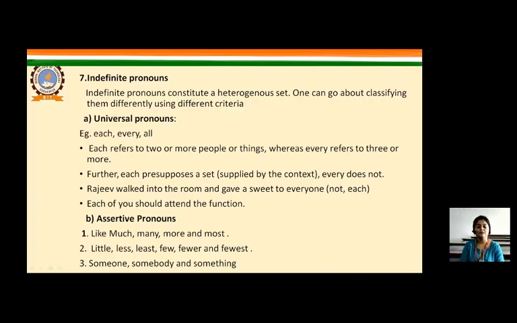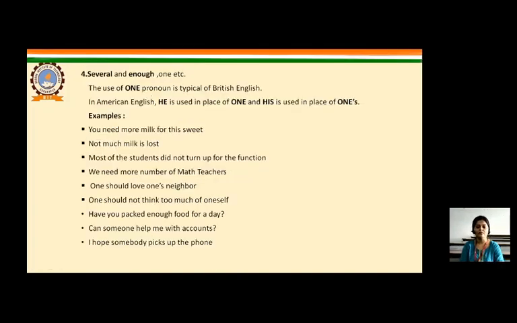Next we have assertive pronouns. Assertive pronouns like much, many, more, most, also little, less, least, few, fewer, and fewest. So these are the three forms that you are using. Then someone, somebody, something, several and enough, one, etc.